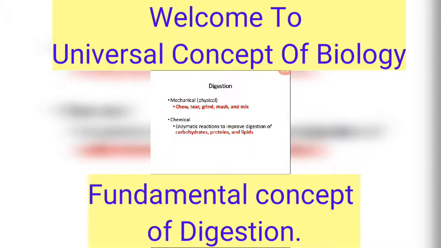Then we come to digestion. What is digestion? The definition of digestion is the breakdown of complex food material into simple absorbable forms. This entire process is divided into two sub-processes. One is the mechanical or physical process, and the other is the chemical process.